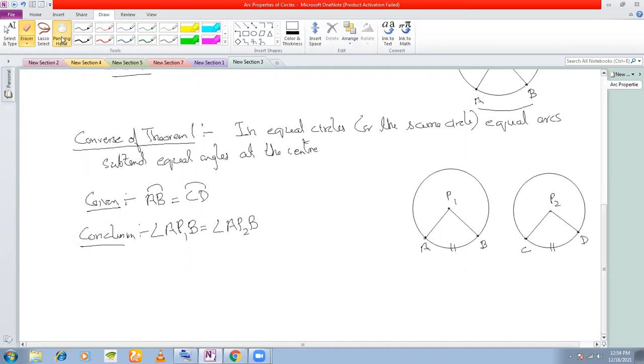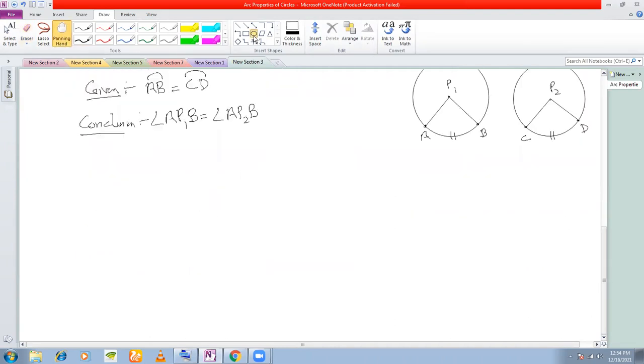And for the same circle, what happens? I give you an arc AB, and another arc I give you, CD. I join the bounding radii of all these.